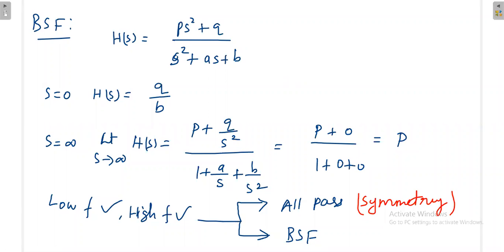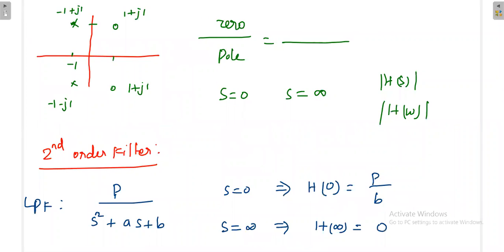And one more confusion you may have here. Whenever all pass filter nature comes, zeros could be on the right side, but for a realizable system, zeros can be anywhere. They may be on the left side or right side, but poles have to be definitely on the left side. It is very important. For a realizable system, zeros can be anywhere on the s plane. It's very important.